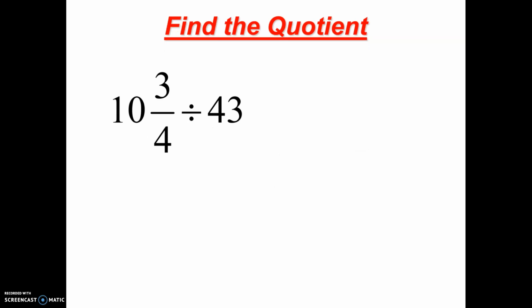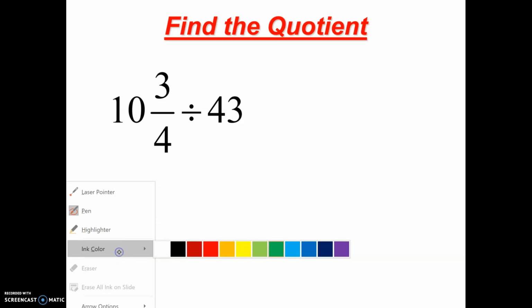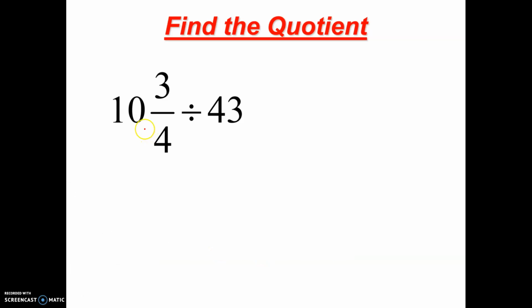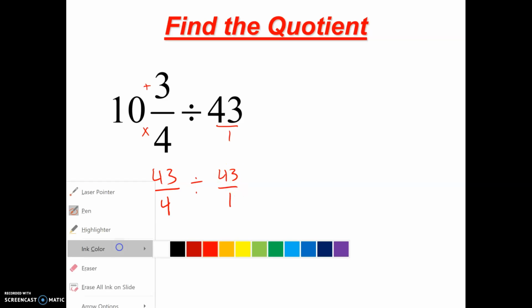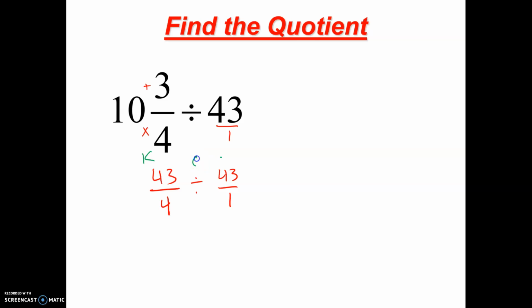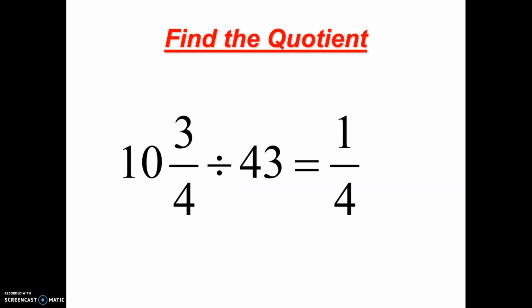All right, next one. Here we go. We need to convert this to fractions. So 4 times 10 is 40, plus 3 is 43 over 4. And this is divided by 43 over 1. Now, I bet you can kind of tell where this is going. We're going to keep, change, flip. We get 43 over 4 times 1 over 43. Now notice the 43's cancel, and I'm left with 1/4.